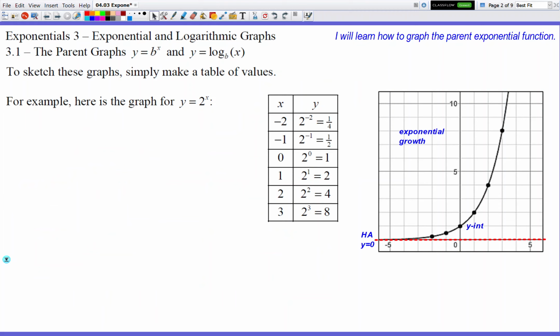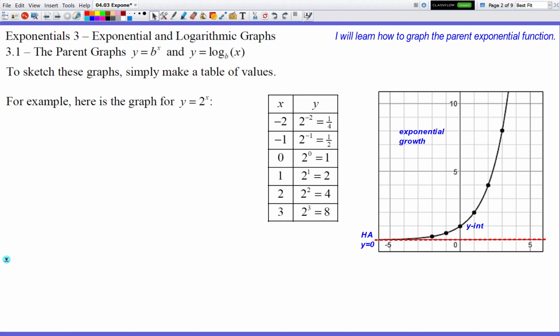Okay, so this first slide shows you an example of exponential growth. As you can see from left to right, it's getting greater in value, so it's going up basically. And on the bottom, you have the left side of the graph approaching your horizontal asymptote at y equals 0, and you have your y-intercept at (0, 1).